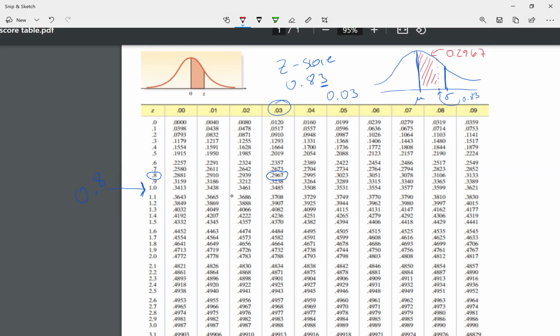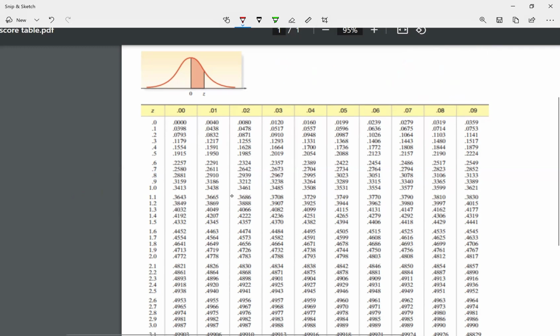0.2967. Remember, this is what we found last week. We talked about that last week. So our z-score helps us see how many standard deviations we moved, and that gives me the probability from mu. The probability on the right reflects on the left. Okay, so that was a little recap of last week. Let's take a look at today's work.